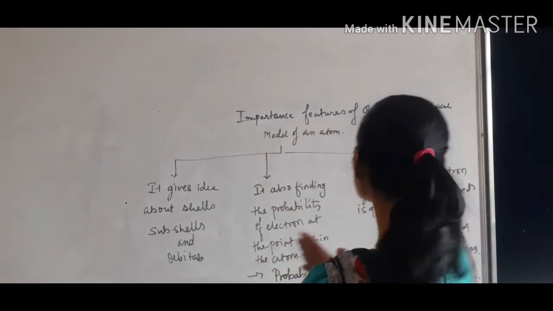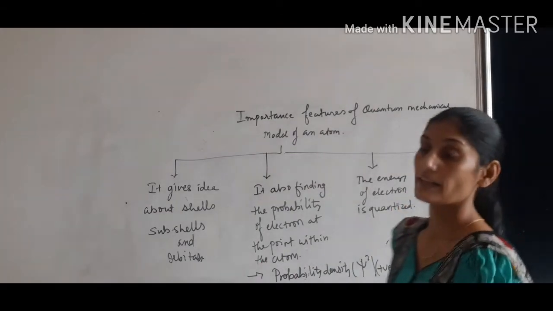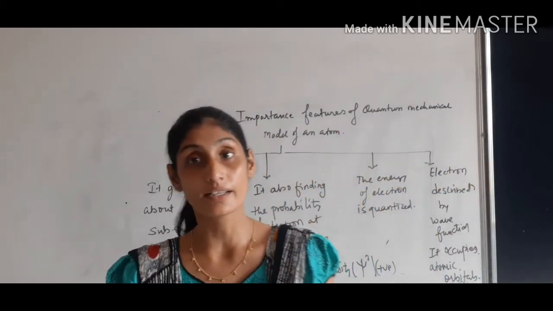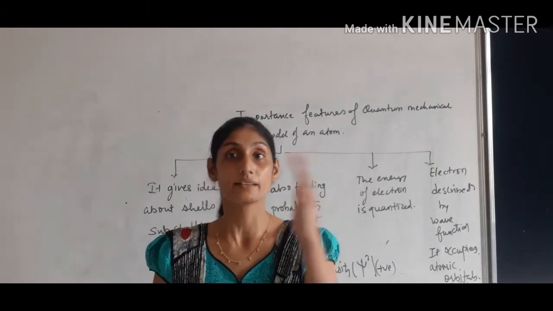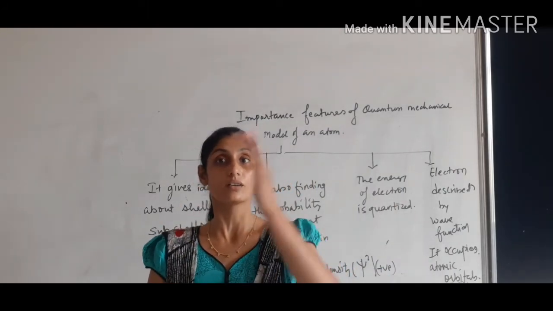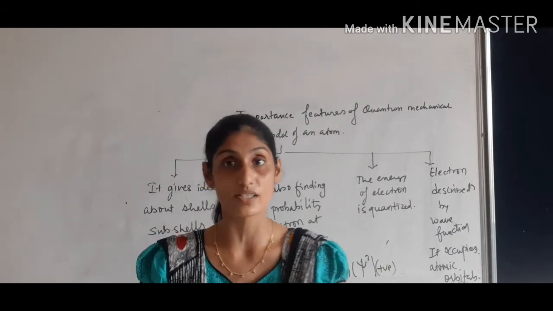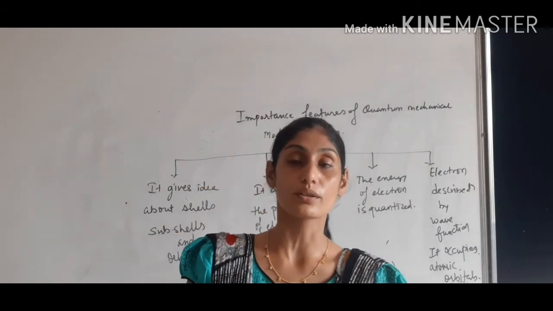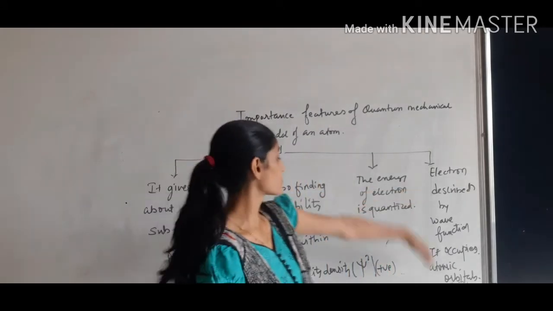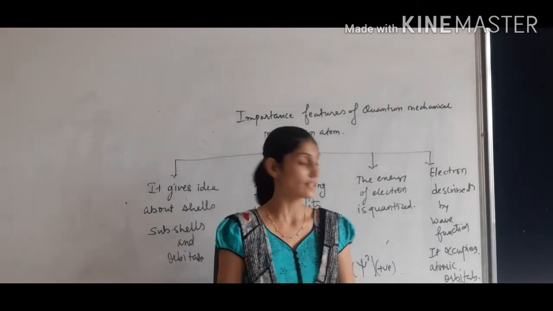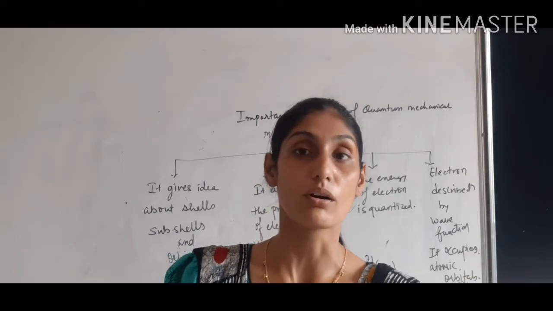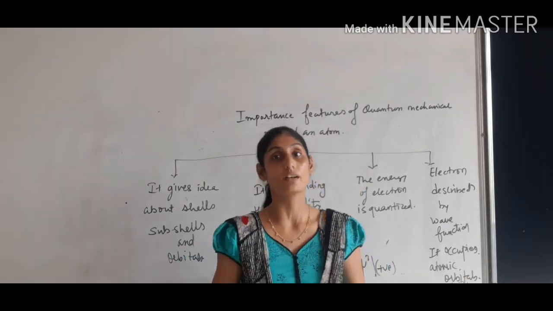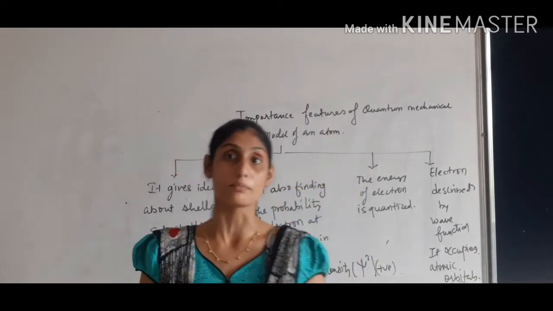Okay. Now when we talk about the third point, the energy of the electron in the orbital is quantized. That means electrons are circulating in the orbital with a fixed amount of energy. And when the electron is described by the wave function, you can see that they are going to occupy the atomic orbitals. That is what we have learned from the quantum numbers.